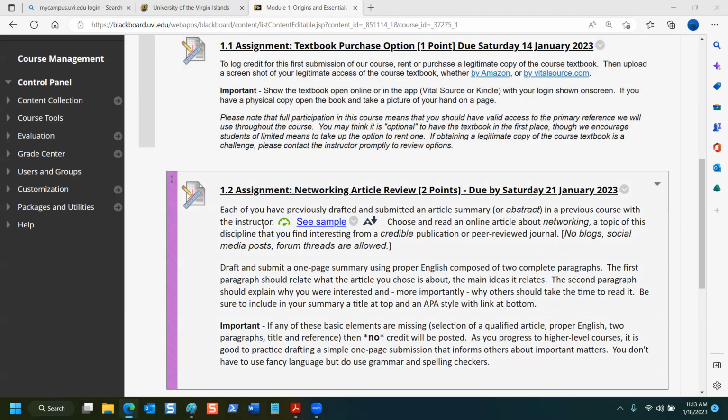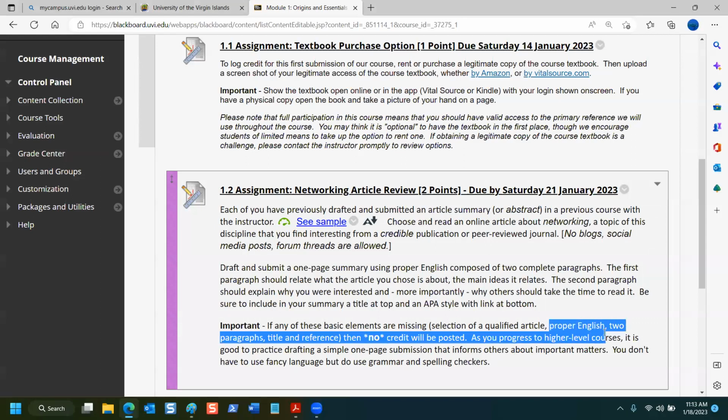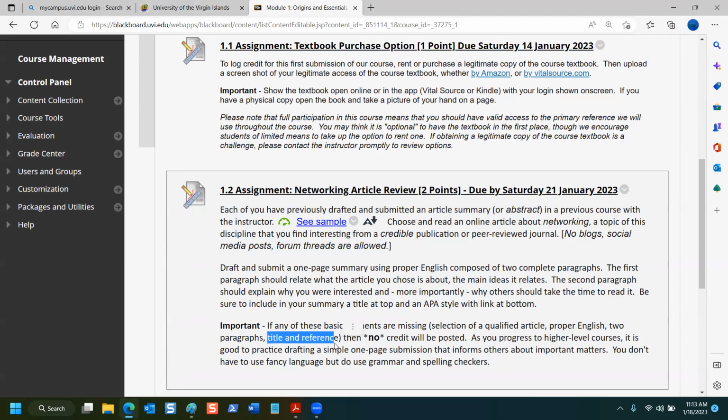The article review is pretty much like your article review last semester, except it's greatly simplified. There's some basic elements. It needs to be an article about networking. It needs to be done in proper English. There need to be 2 paragraphs, and there needs to be a title and a reference, top and bottom. Each of those elements constitute 1/2 of a point. So essentially, we just want you to identify something of interest in networking that you can review and then summarize, right? And there is a sample that's provided here.